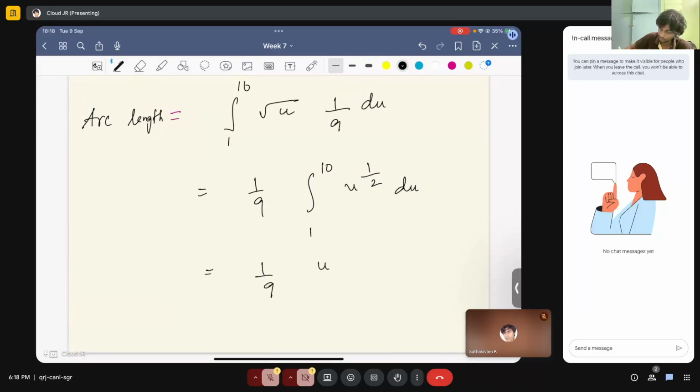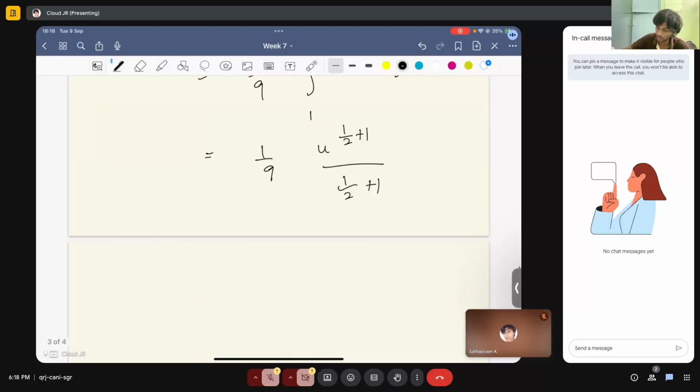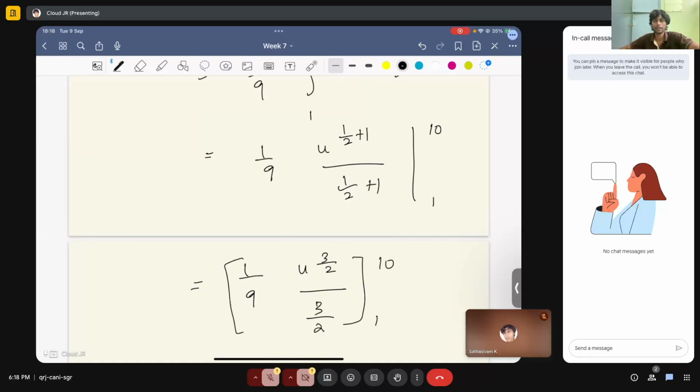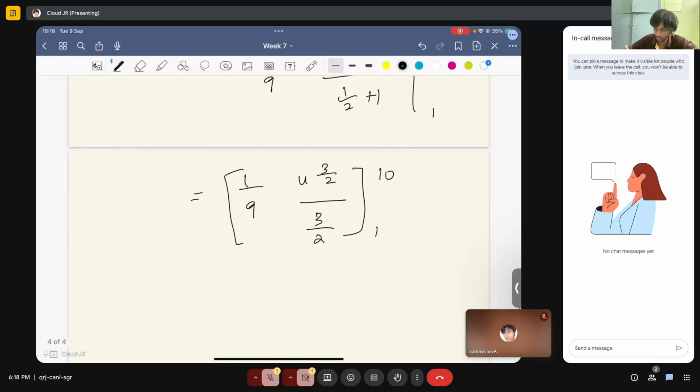So this is 1/9 times u^(1/2 + 1) divided by (1/2 + 1). This you have to integrate from 1 to 10. Okay, so this is nothing but 1/9 times u^(3/2) divided by 3/2, evaluated from 1 to 10. So you just have to evaluate, and the 3/2 will come to the other side as 2/3. So this is 2/27 u^(3/2), evaluated from 1 to 10.